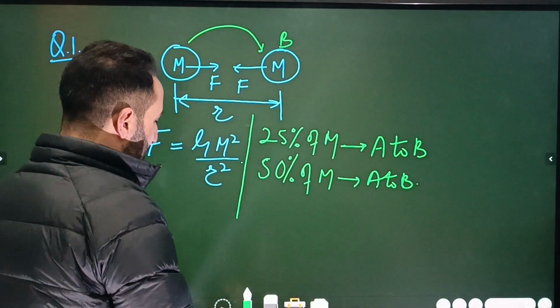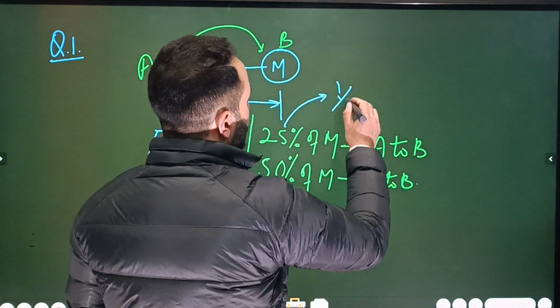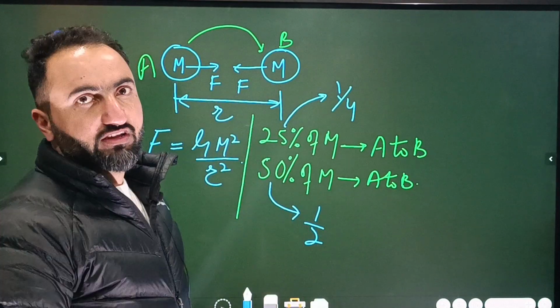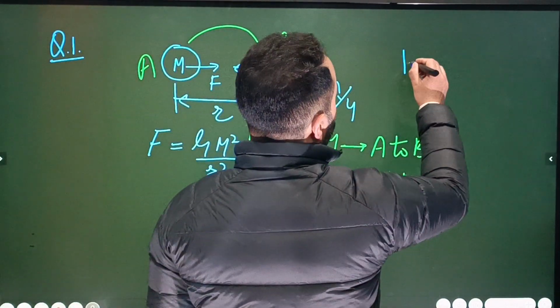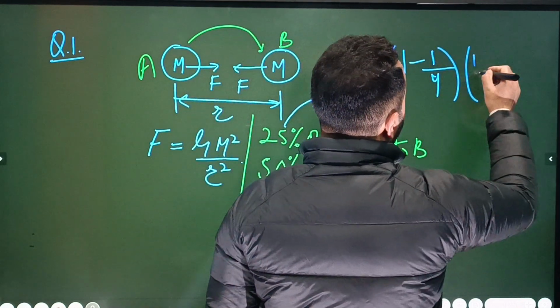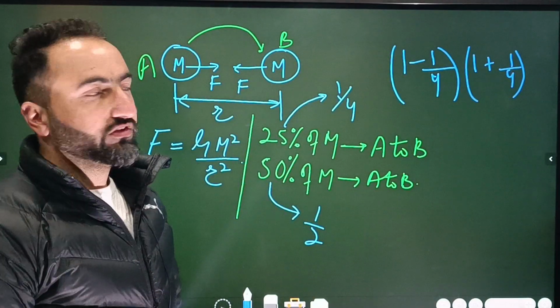So 25% का मतलब क्या है बेटा? 25% simply implies 1 by 4. This 50% implies 1 by 2. एक सेकंड में आपको आंसर चाहिए बेटा. तो ये करने का तरीका है बेटा: 1 minus 1 by 4, because 1 by 4 is subtracted from 1, and multiplied by 1 plus 1 by 4. All right. 1 minus 1 by 4 into 1 plus 1 by 4.